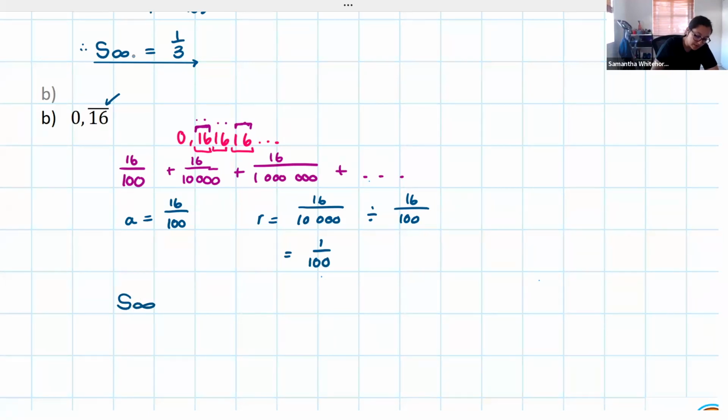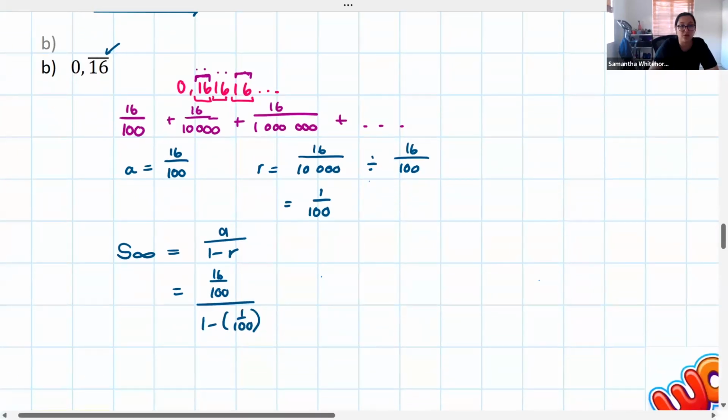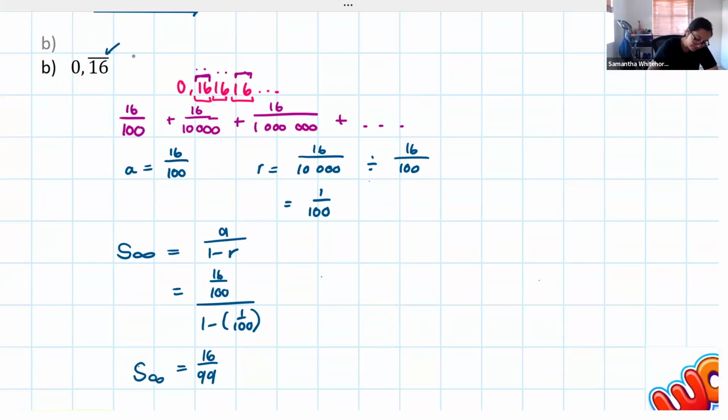So now I can work out my sum to infinity, A over 1 minus R, so 16 over 100 divided by 1 minus that 100th. And like I say, your calculator is going to simplify it, so don't stress. Chuck that into your calculator and you get 16 over 99. Okay, so now if I put that in on my calculator, remember our recurring decimal is 0.16.